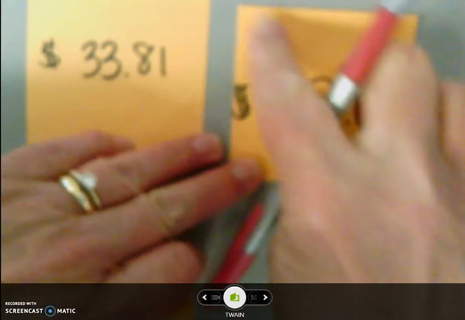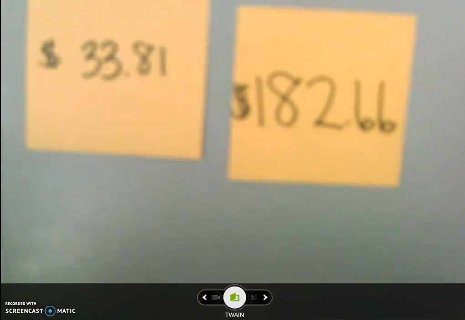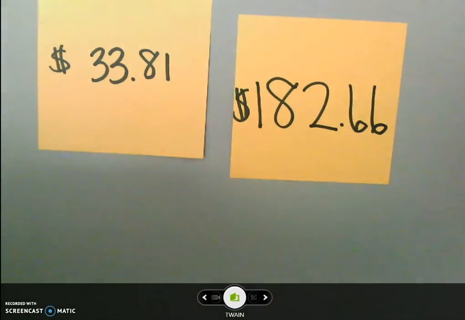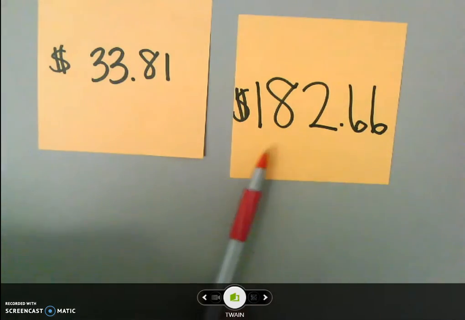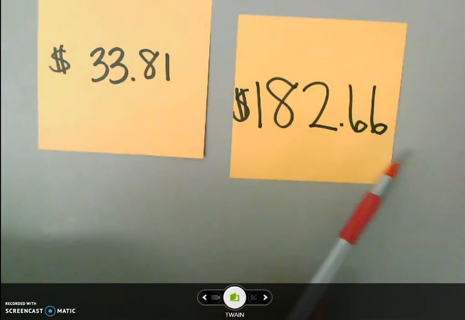Now, in lesson 89, it's pretty simple. It's pretending we're going shopping, and we are going to buy something that costs $33.81. Let's say it's a video game, okay? And then when you're at Walmart, you say, oh, but Mom, I really need a new controller. Mine is broke. Now, I don't know how much they cost. You guys probably know better. But let's pretend it's $182.66.